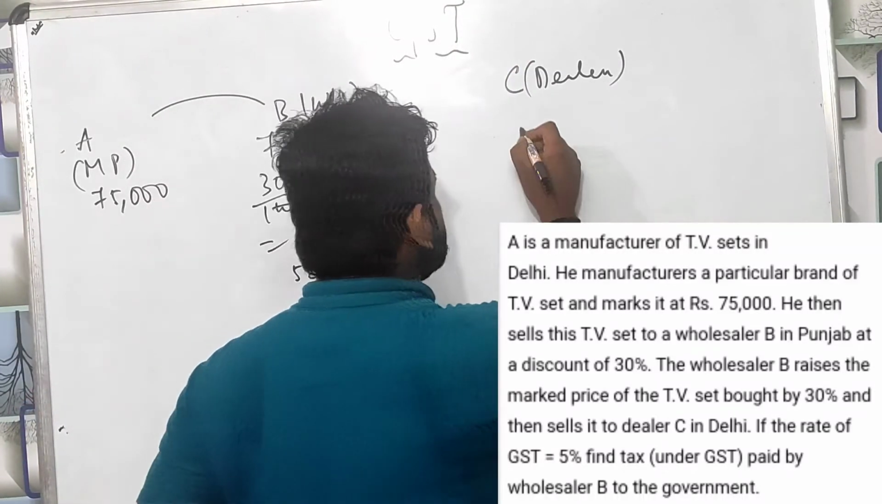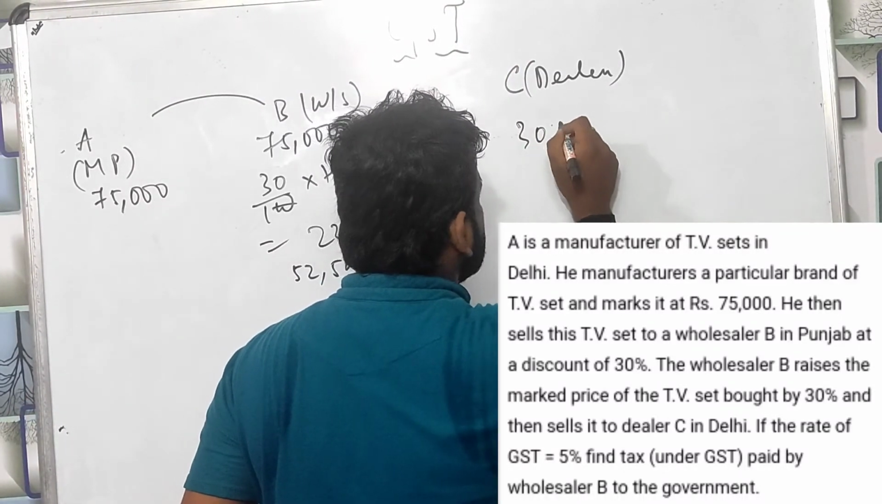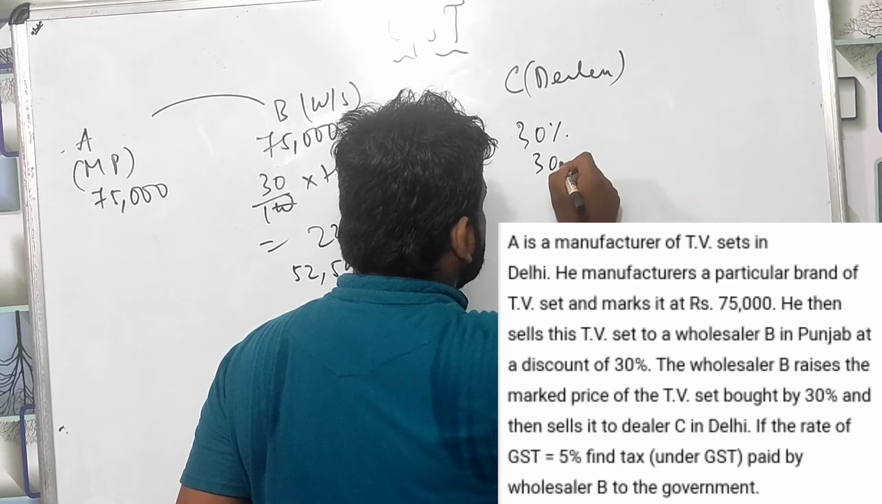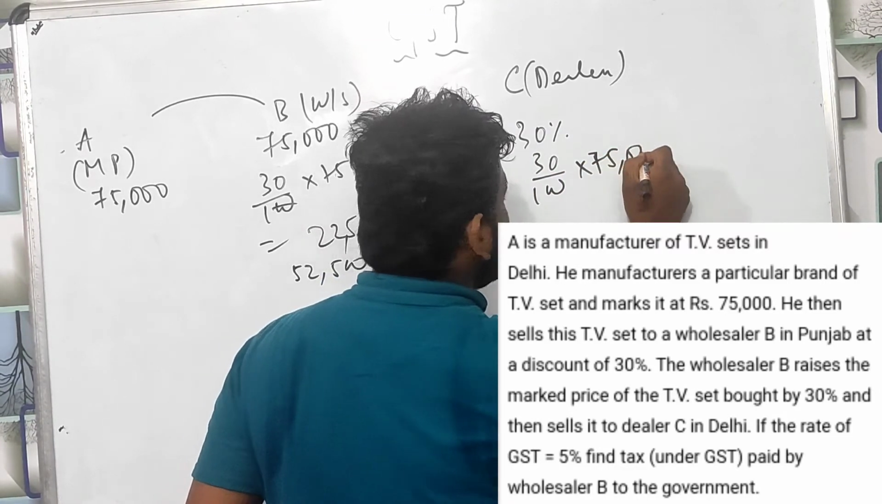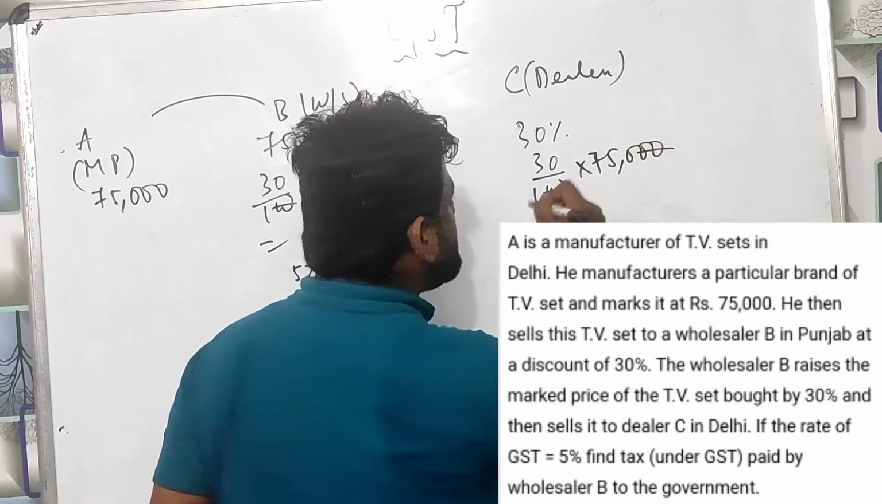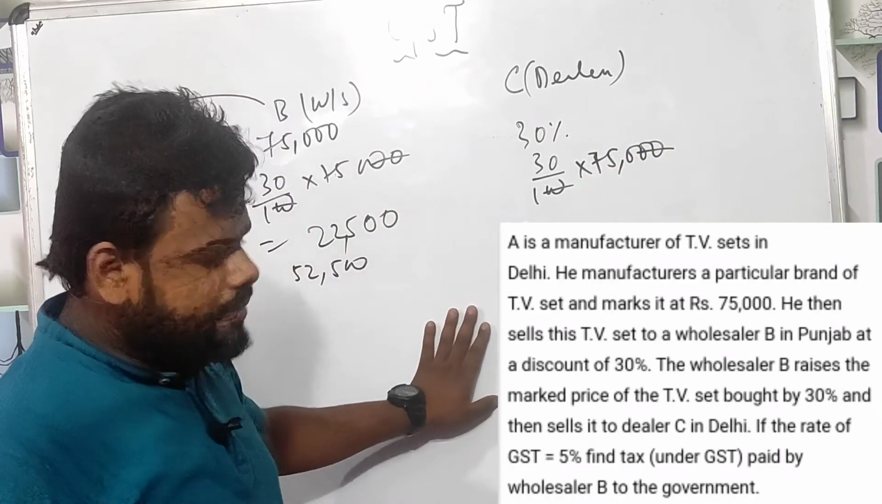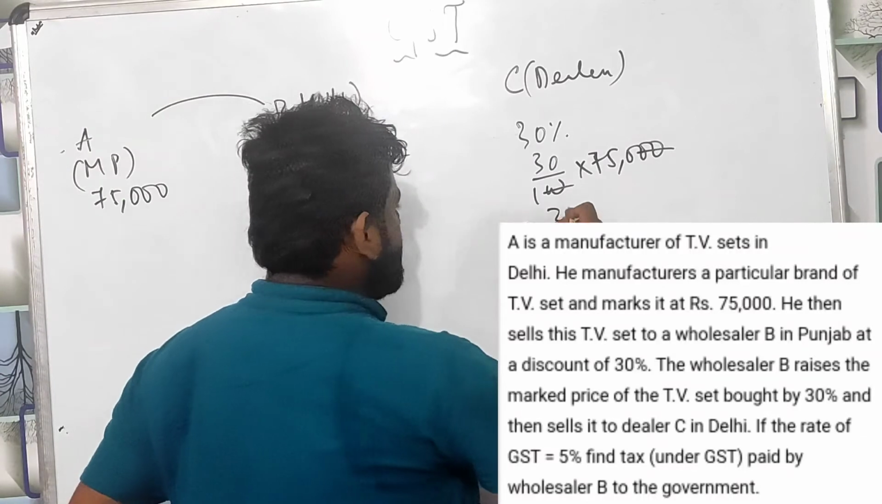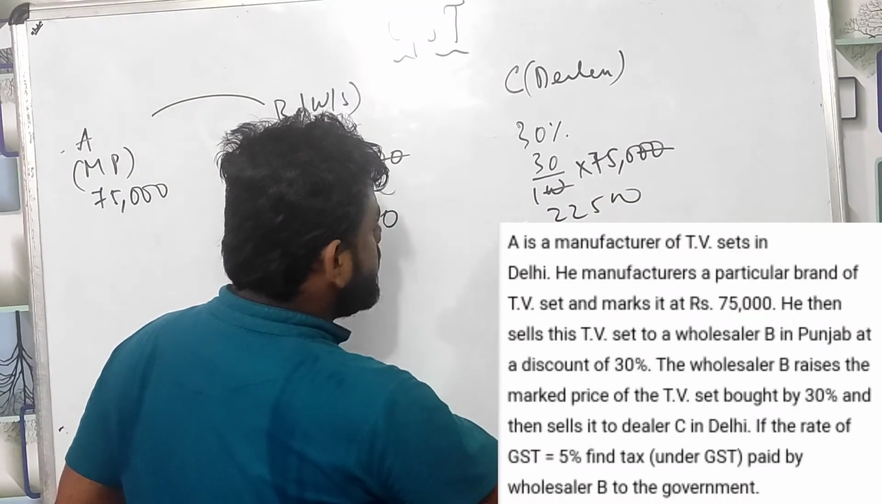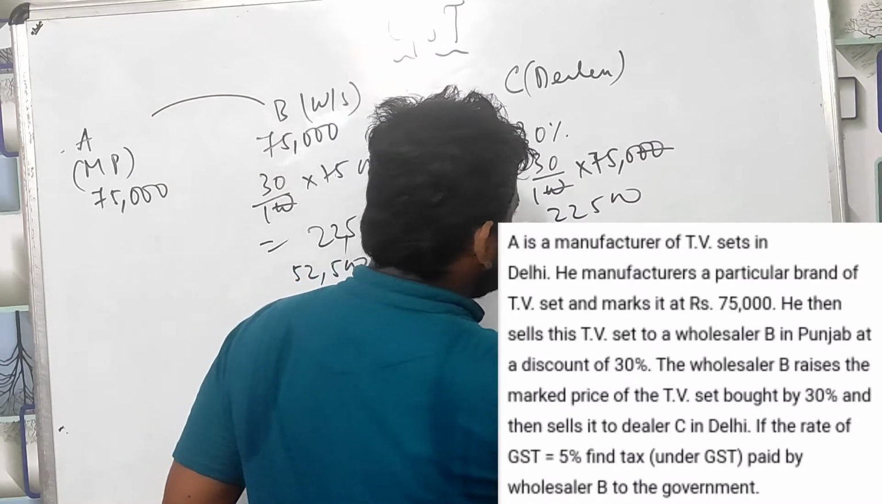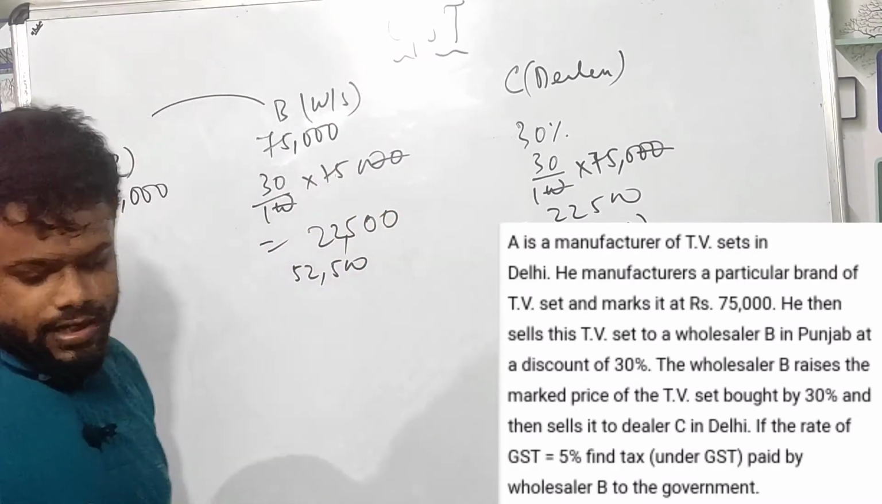That means 30 upon 100 into 75,000, which is 22,500, if I am not wrong. So 75,000 plus 22,500 is 97,500. Is it clear? Next.